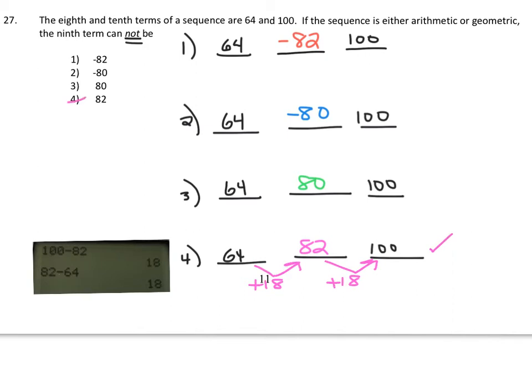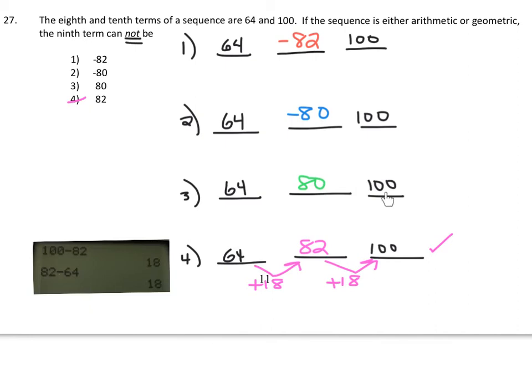All right, now let's go to choice 3. Now, in choice 3, I can clearly see that if I were to take 80 and add on 20, it would bring me to 100. But if I were to take 64 and add on 20, that would not bring me to 80. So really what we're trying to see is, is this geometric? If you weren't sure if this was arithmetic, you could do the same thing I did here. You could try subtracting them. But I think this one was a little bit more clear to see.